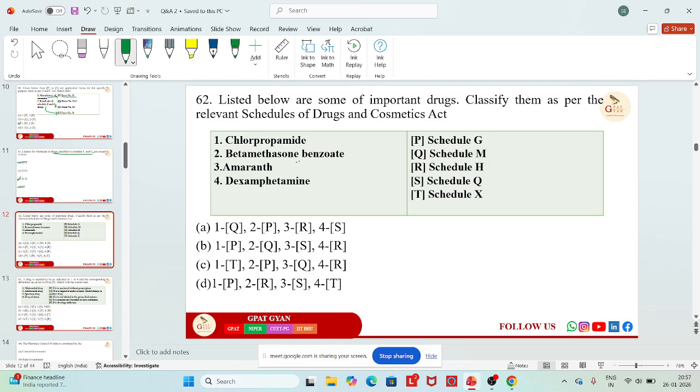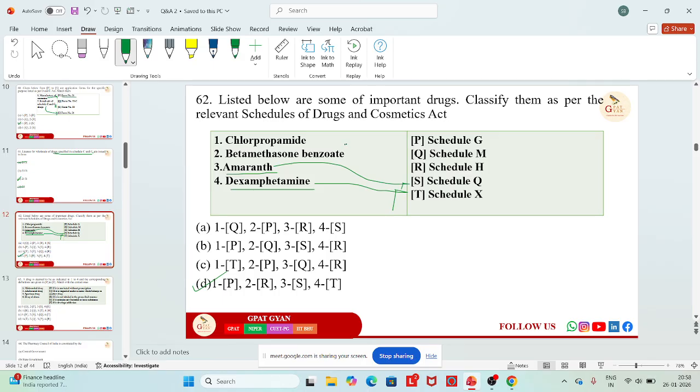It is very clear. Why? Because amaranth, ma'am, Amaranth B is one dye. And what does schedule Q have? Hmm. So it is S. 3S and dexamphetamine. Dexamphetamine is a schedule X drug, very common. Dexamphetamine is for schedule X. So S and T. S and T is schedule D. Sorry, option D.